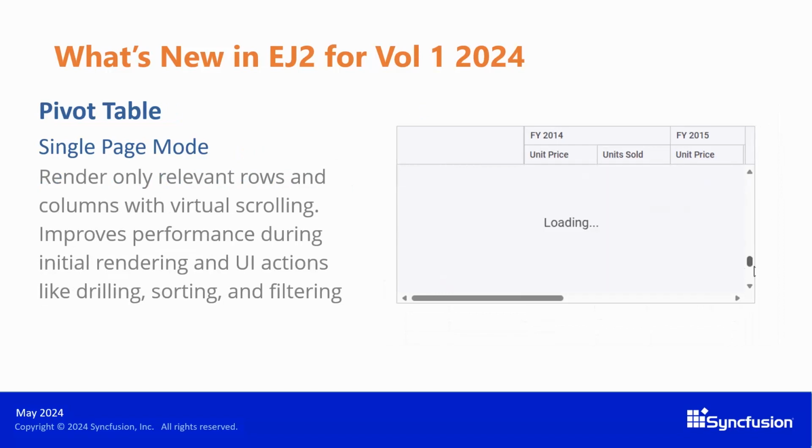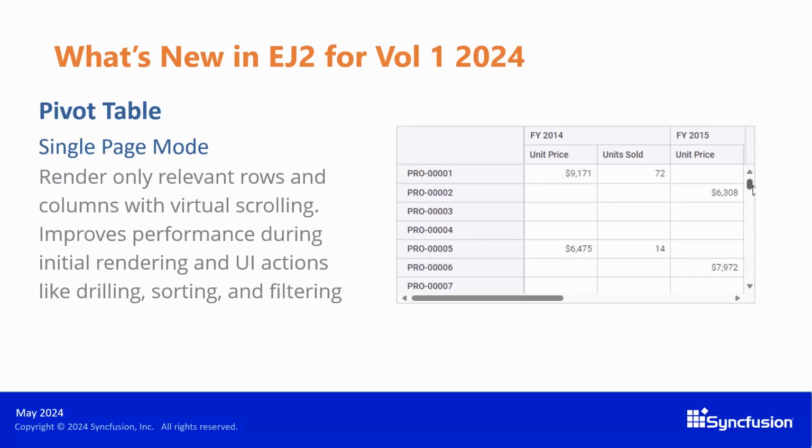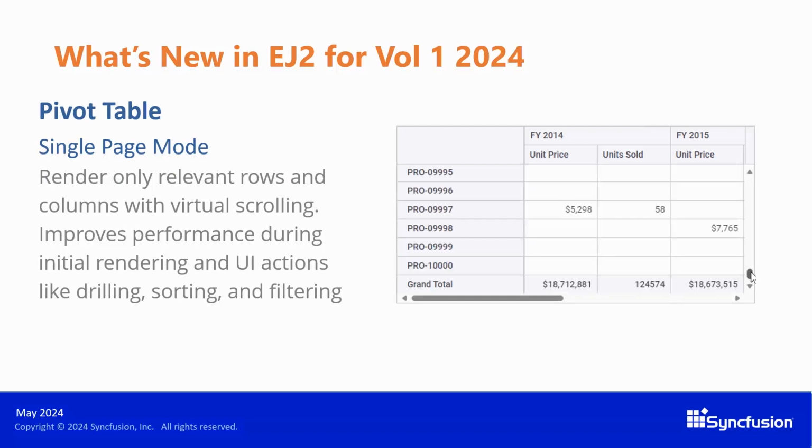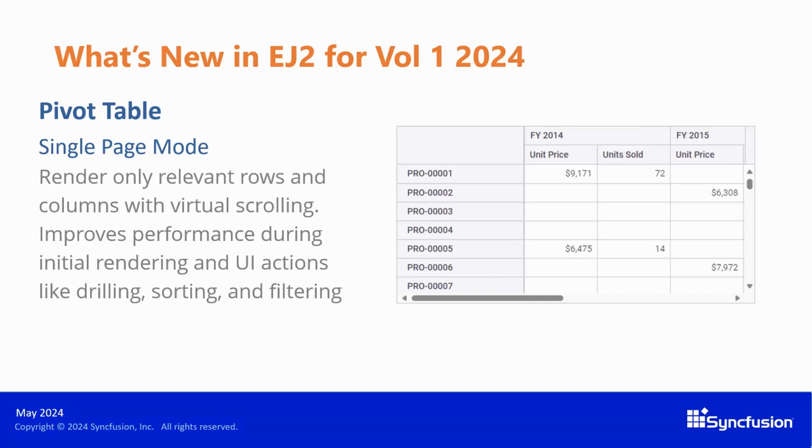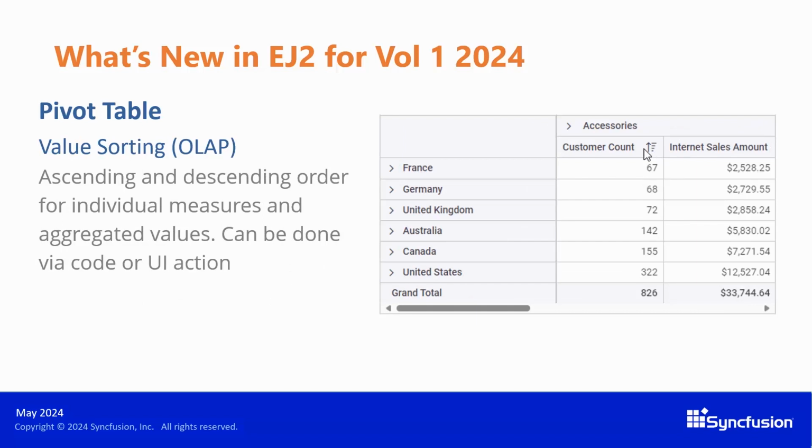Next, we have two updates in the pivot table component. The first one is single page mode. This support allows the pivot table to render only the rows and columns that are relevant to the current view page. This feature has improved the performance of the pivot table significantly during the initial rendering. Now we have provided value sorting support for the pivot table that is linked with the OLAP data source.